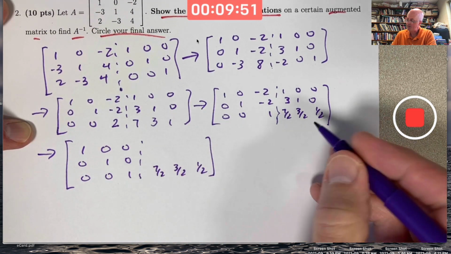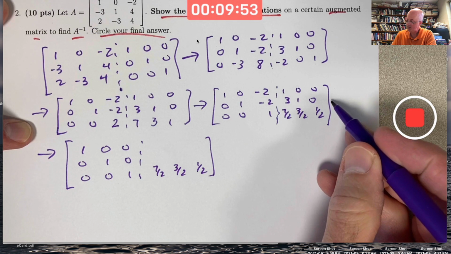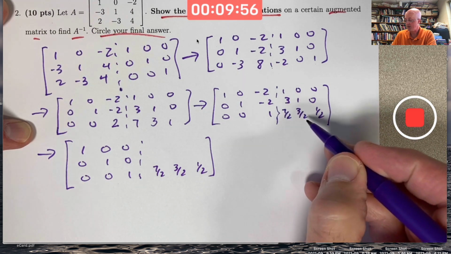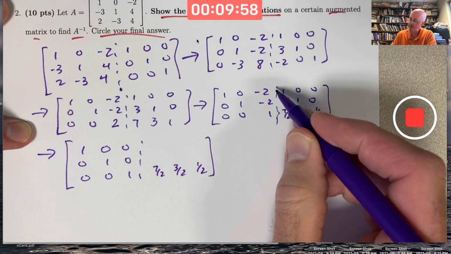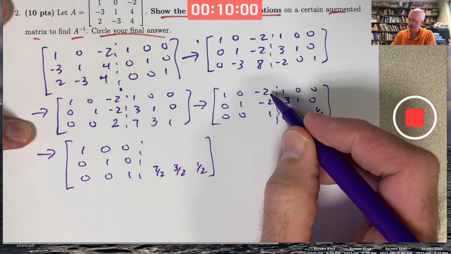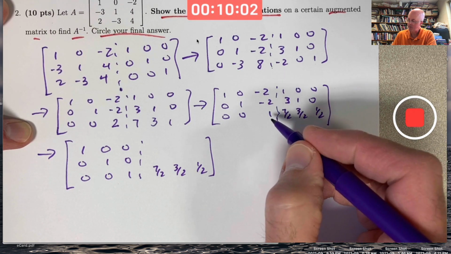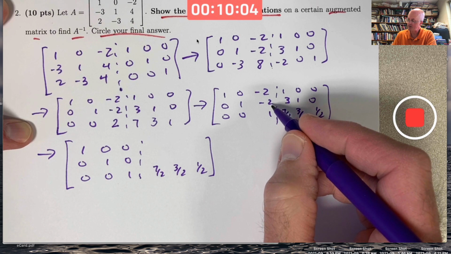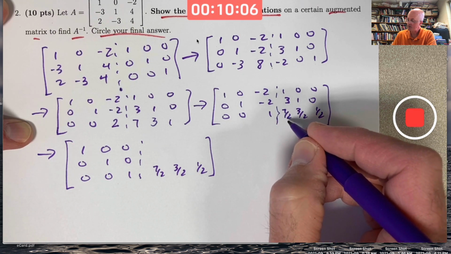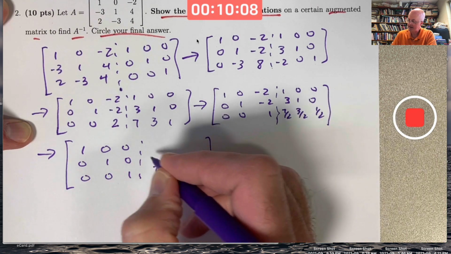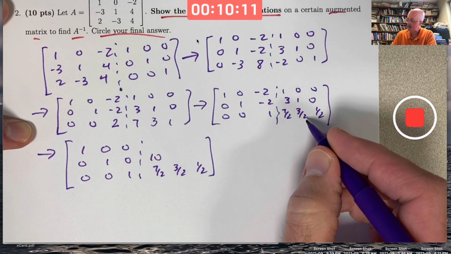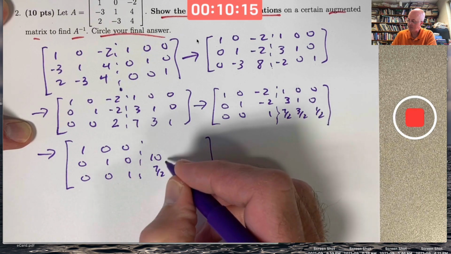I'm going to now multiply row 3 by 2 and add it to row 2 to get a 0 there. And also row 3 by 2, add it to row 1 to get a 0 there. Let's do it for row 2 first. 1 times 2 is 2, plus negative 2 is 0. 7/2 times 2 is 7, plus 3 is 10. 3 halves times 2 is 3, plus 1 is 4.